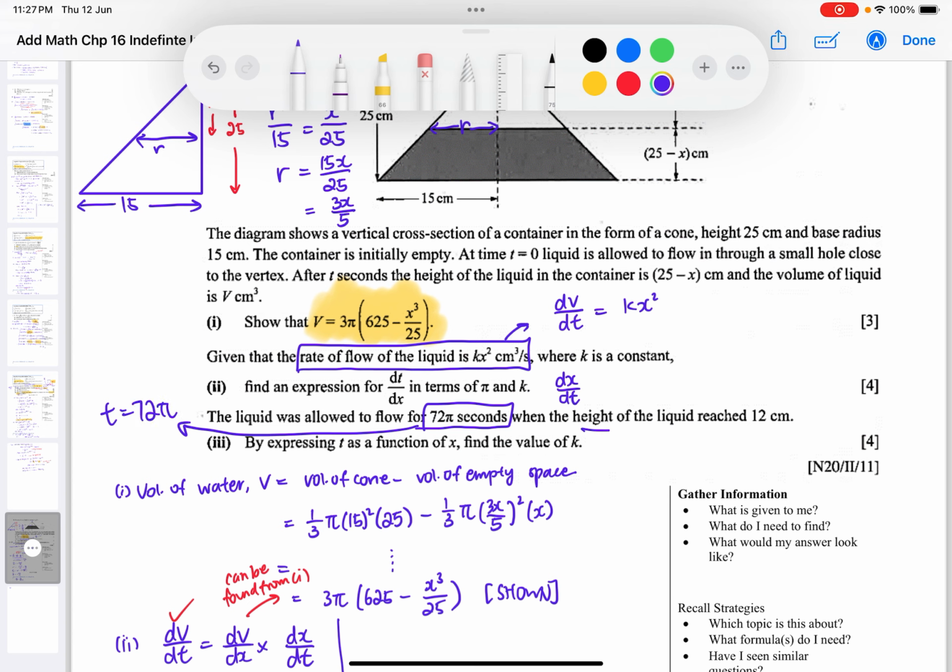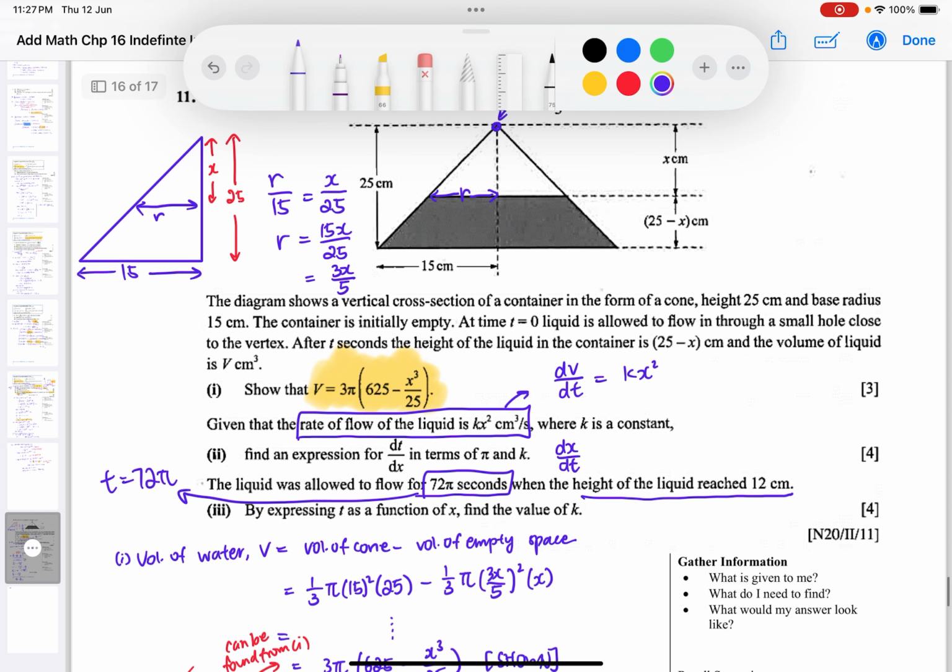When the height of the liquid, okay, what is height of the liquid? If you read the question properly, is the height of the liquid x, or is the height of the liquid 25 minus x? If you read this sentence, height of the liquid is actually 25 minus x. So this is the tricky part, because a lot of students are going to think that x is 12. It's not. It's actually 25 minus x is 12, which means that x is actually 13. Okay, so that is the gist of this question.